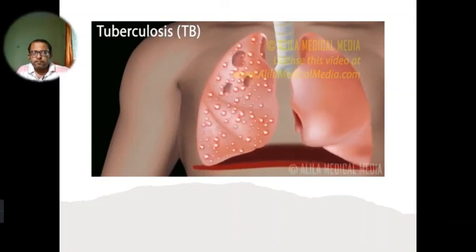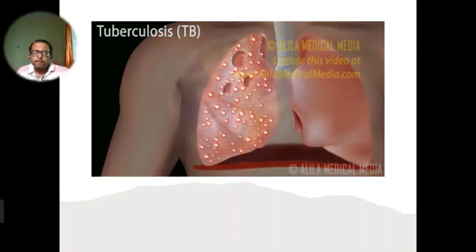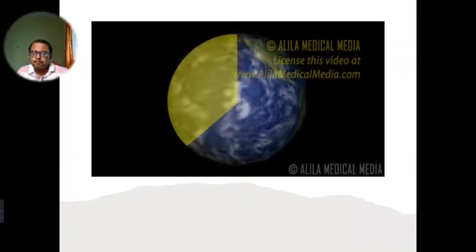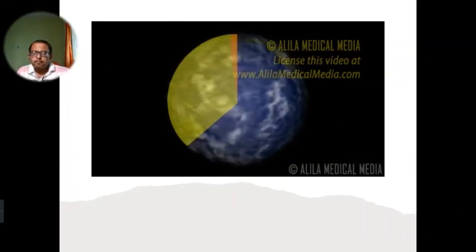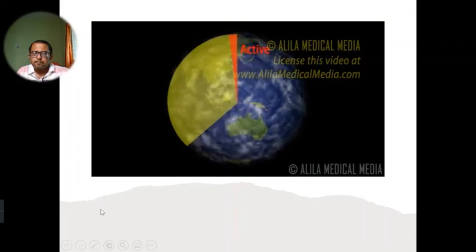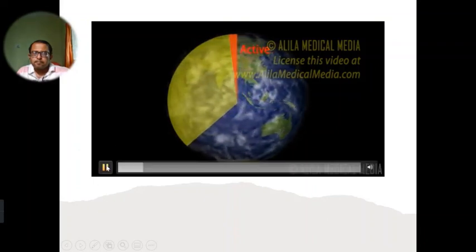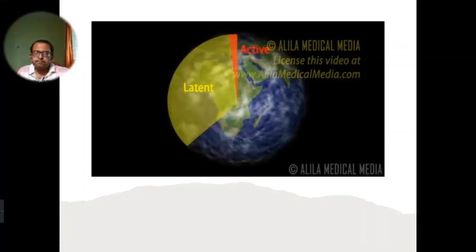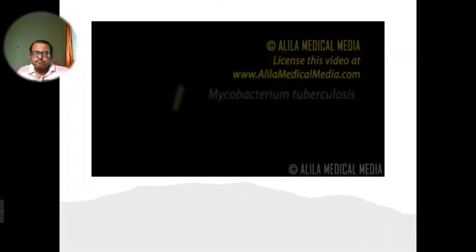Tuberculosis, or TB, is one of the oldest and most common infectious diseases. About one third of the world population is believed to be infected with TB. Fortunately, only about 5% of these infections progress to active disease. The other 95% of infected people are said to have a dormant or latent infection. They do not develop any symptoms and do not transmit the disease.